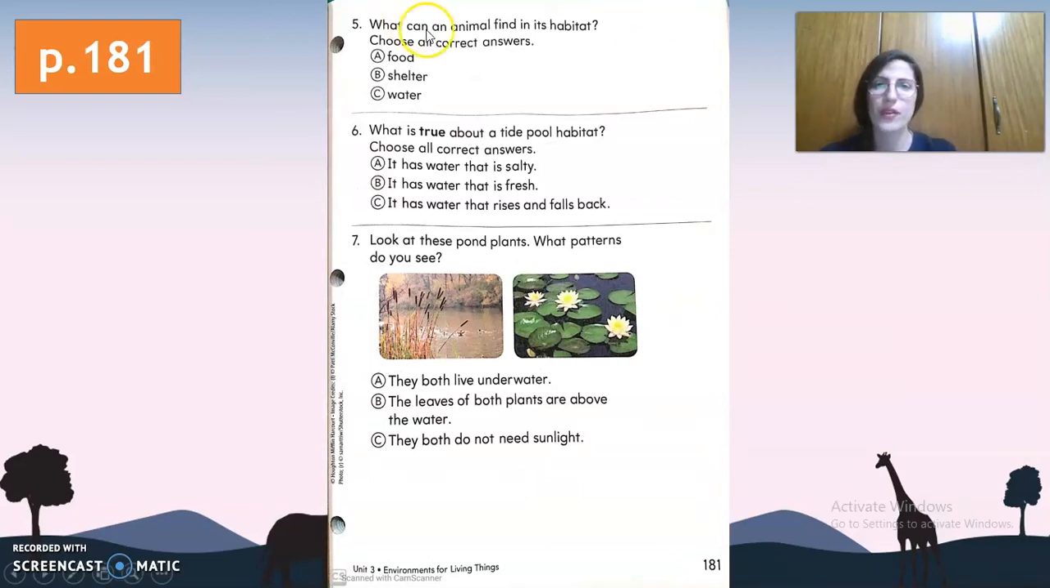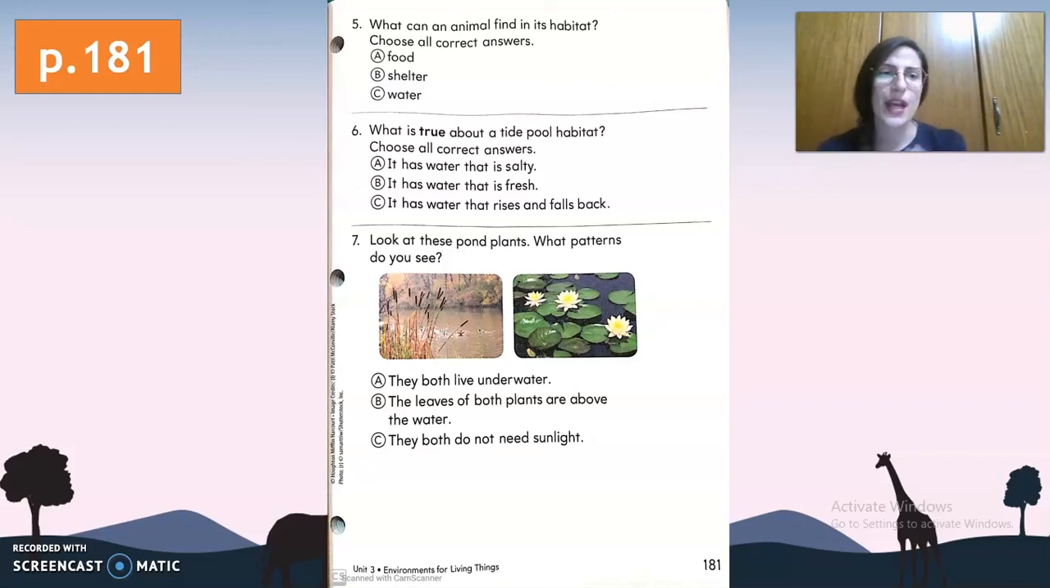Number 5. What can an animal find in its habitat? Choose all correct answers. When we say all correct answers, it means we have more than one answer. Let's go a minute and refresh our memory with what the word habitat means. A habitat is a place where living things get the food, water, air, and shelter they need to live. Clear? So let's go again.